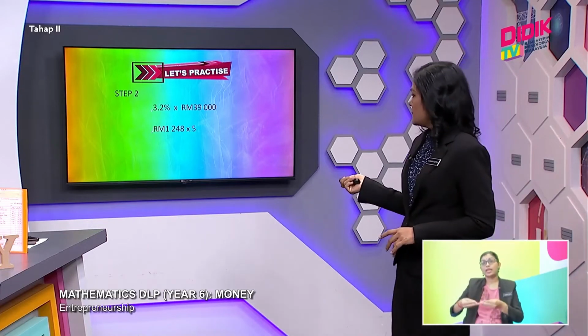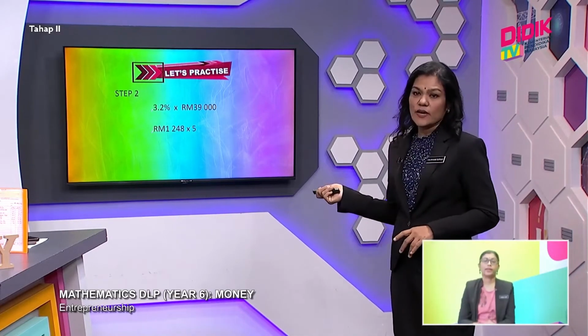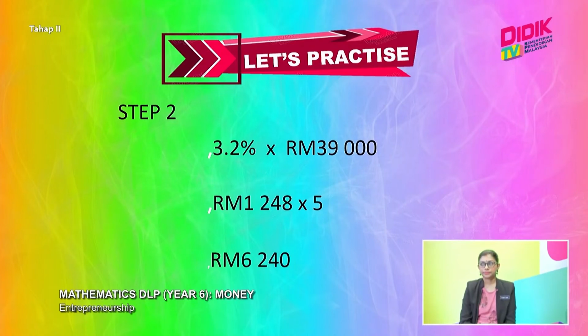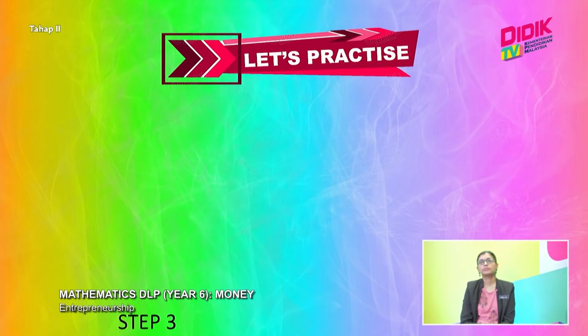Okay, it's about 1,242, and then we times it with 5, because why? It's going to pay for 5 years. So it is about 6,240.